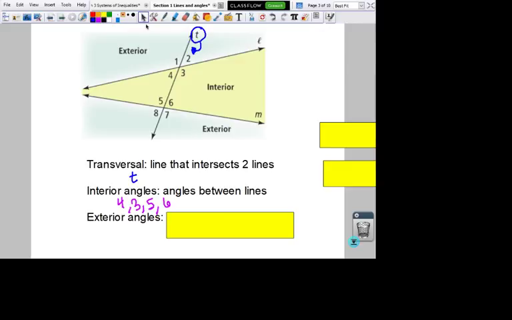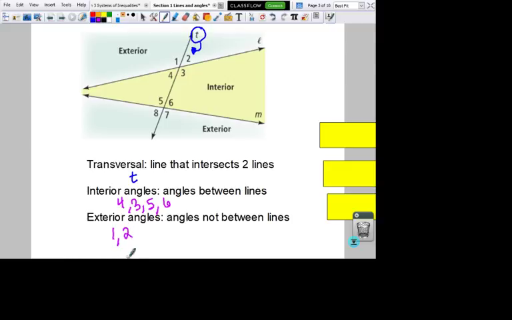And then exterior are the opposite of those. They are angles not between lines, basically. So angle 1 up here, is angle 1 between two lines? 1 and 2? No. They're just up at the very top. Angle 1 and 2 are exterior. Same thing with 7 and 8. 7 and 8 are exterior also. So 1 and 2, 7 and 8. And we're going to work with these a little bit more here soon.